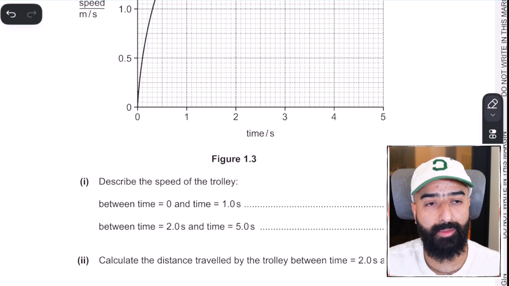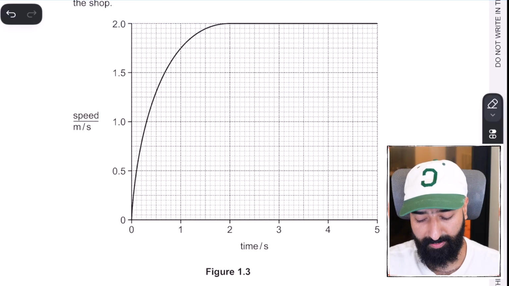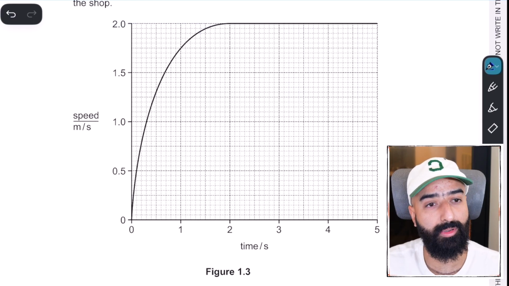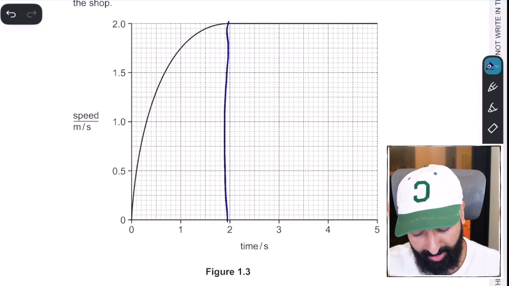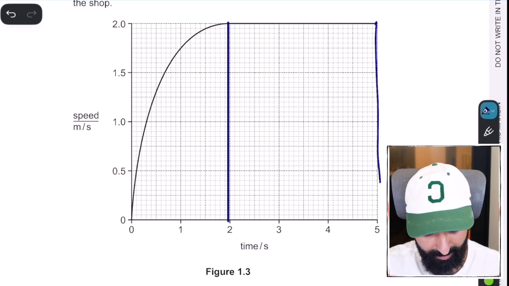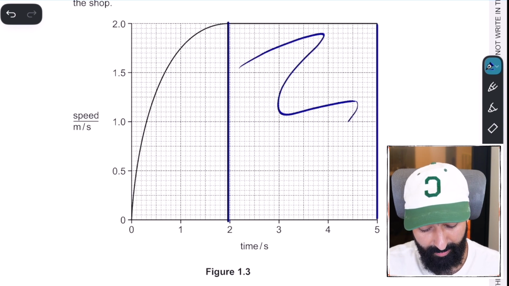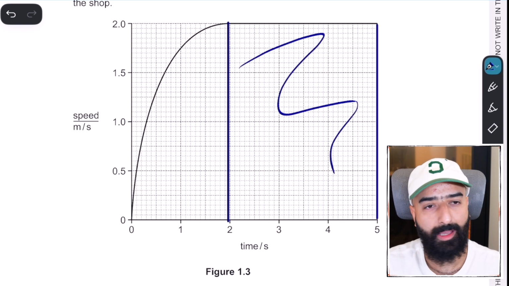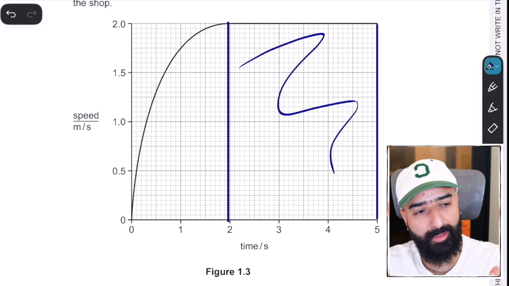So from time 2 to 5 seconds, you got to find the distance. How do we find the distance if we are given a speed versus time graph? Yeah, we just look at the area underneath the graph. Okay, so 2 to 5, you have to find the area of this thing. And how do we find the area of a rectangle? It's simply length times the height.